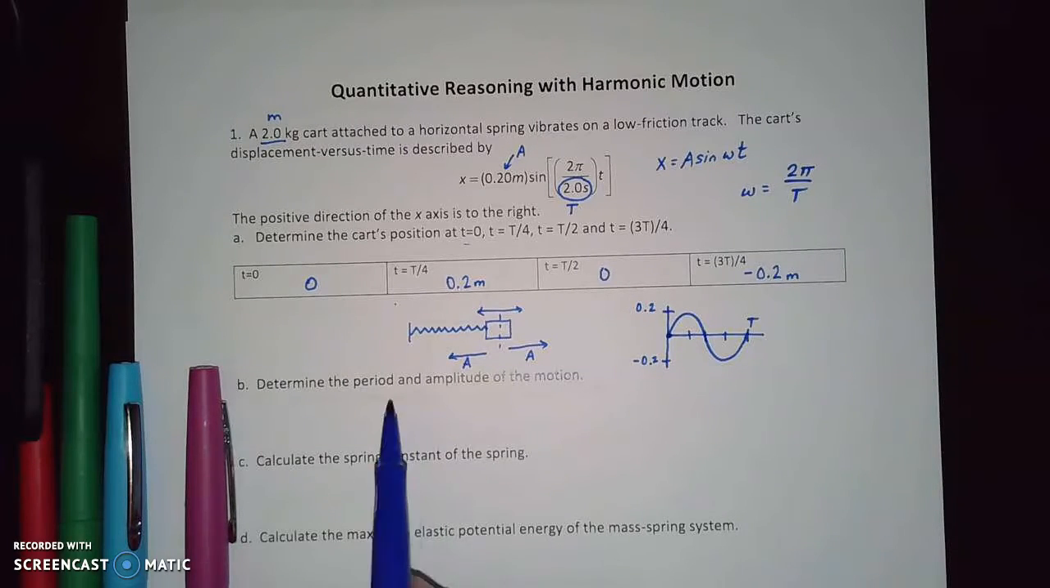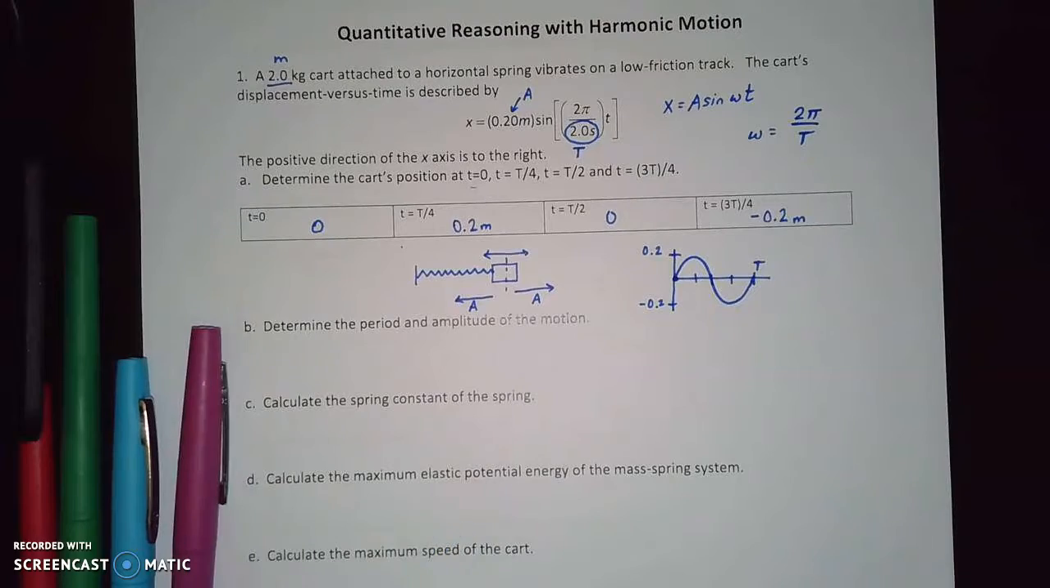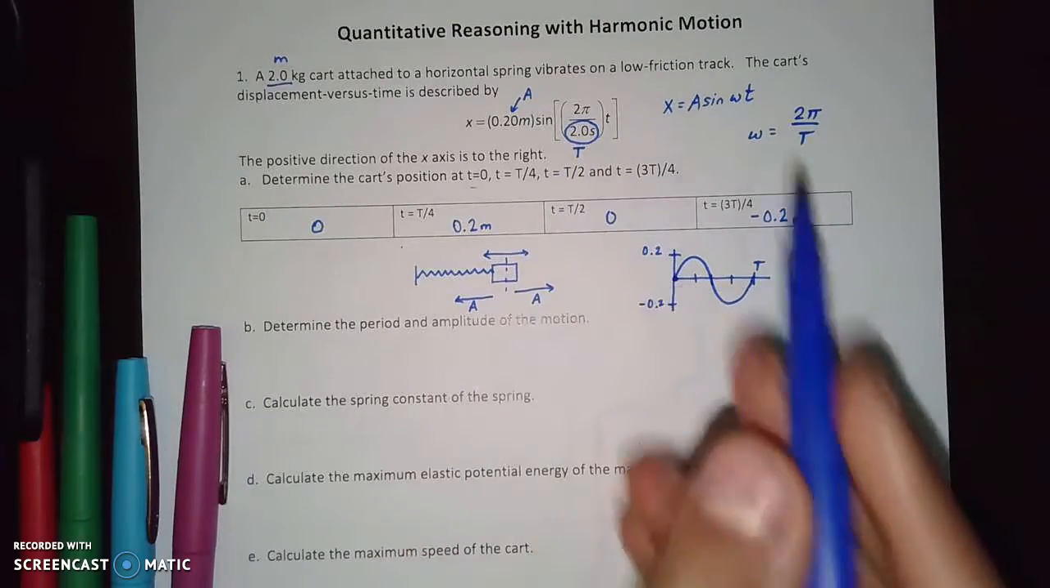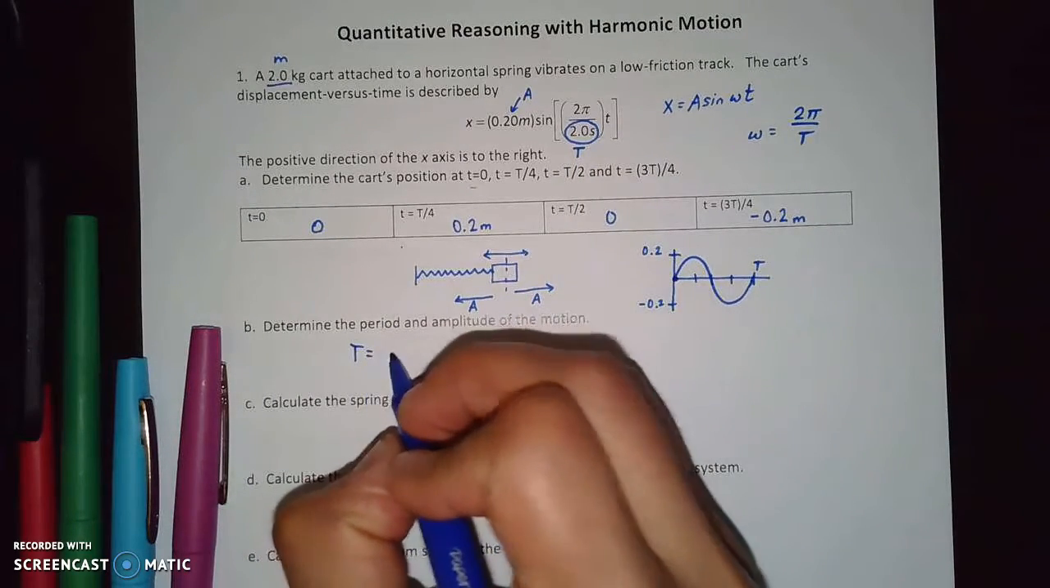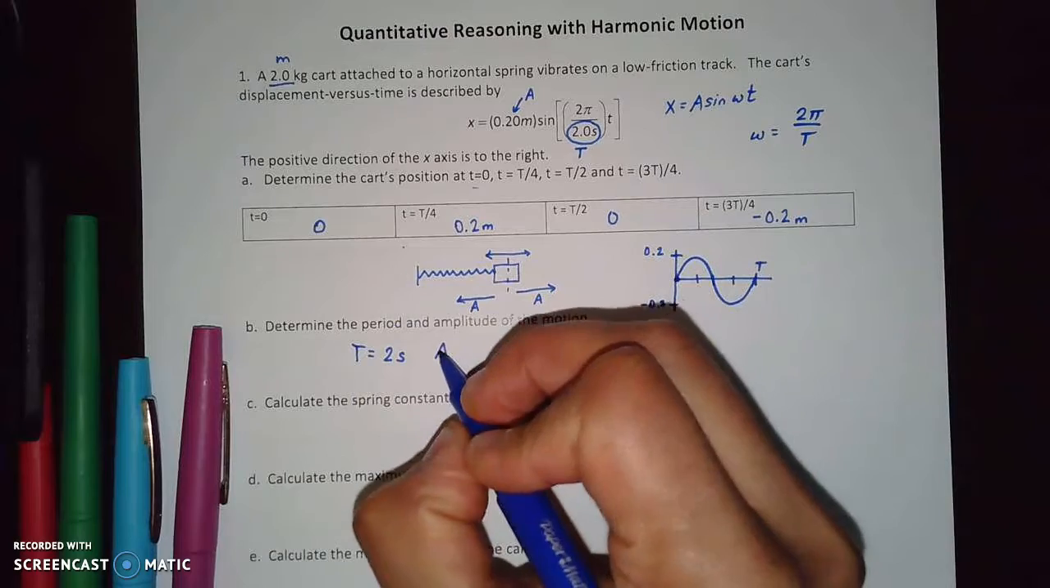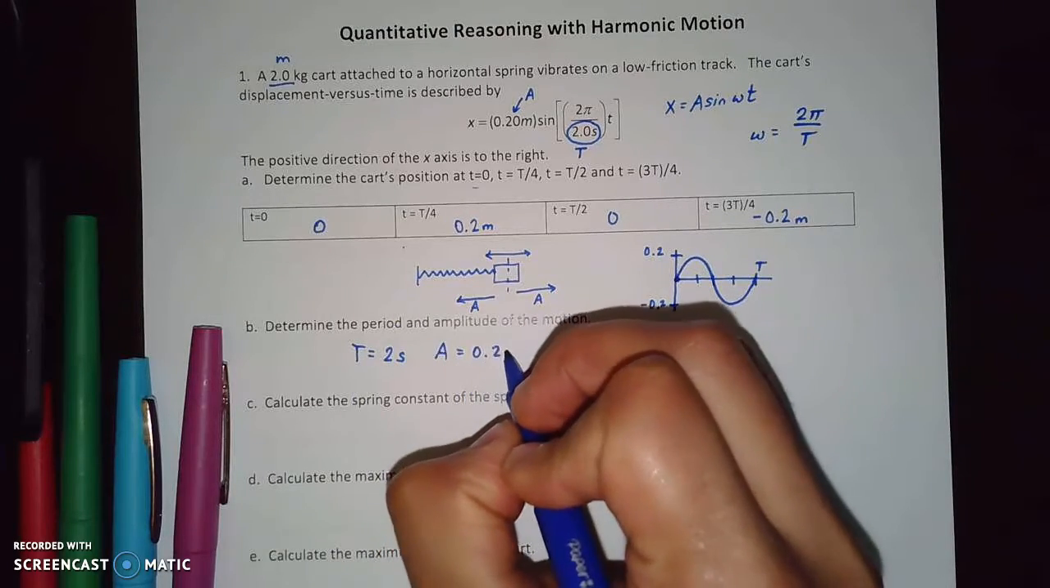Okay. Question B, determine the period and amplitude of the motion. Well, the period we already picked out of the equation was 2 seconds. We also picked the amplitude out of the equation as 0.2 meters.